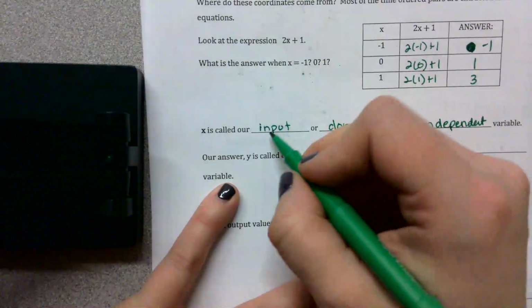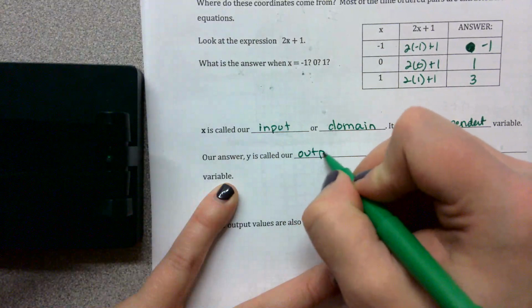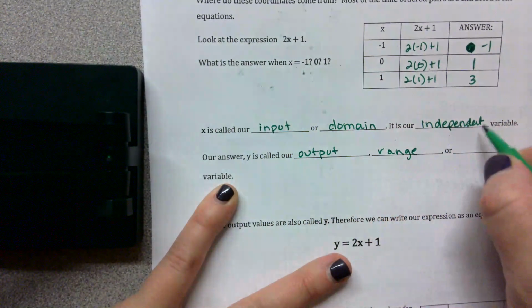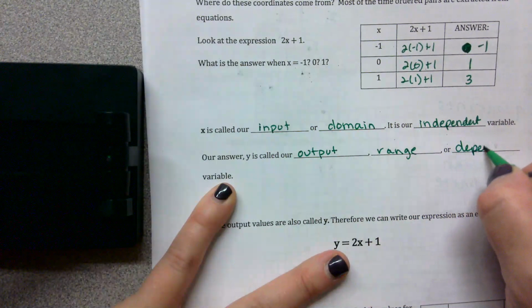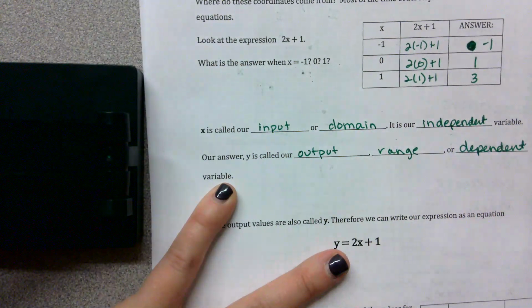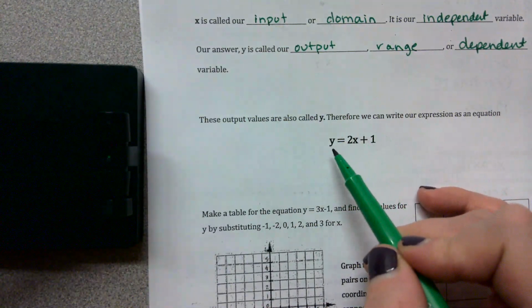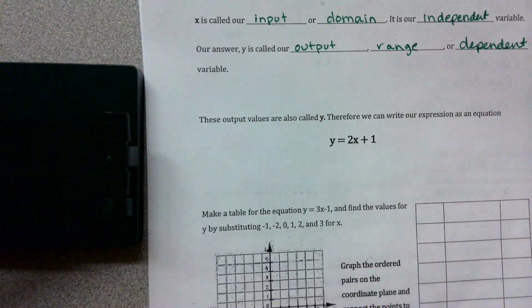But y is called not our input, but our output. It is not our domain, but our range. And it's our dependent variable because it depends on what we input. Okay, so these outputs are also called y. Whatever came out from this expression we call y, therefore we can write our expression as an equation.